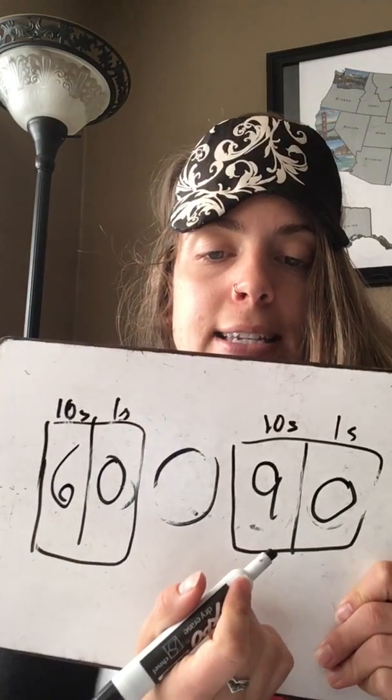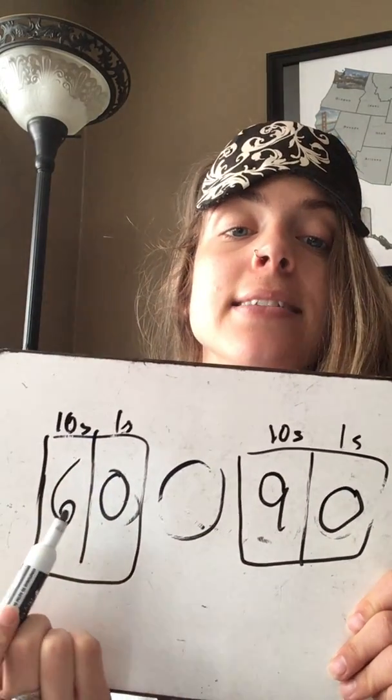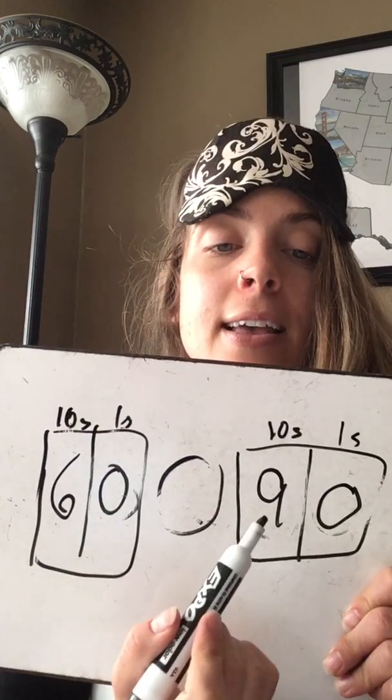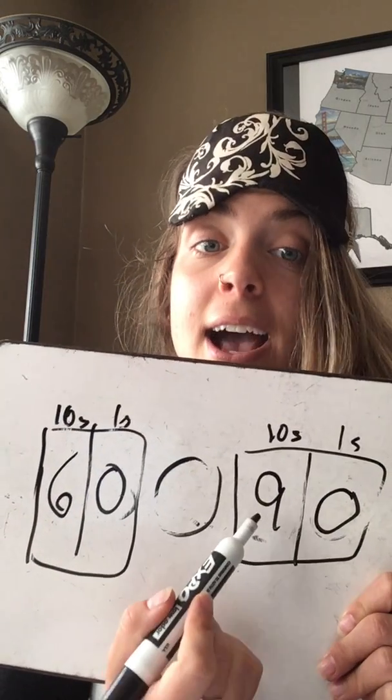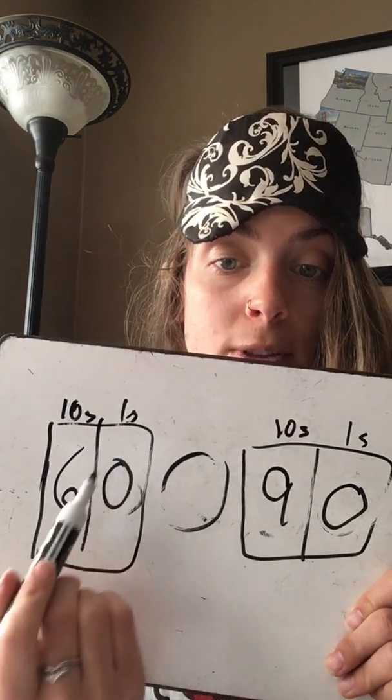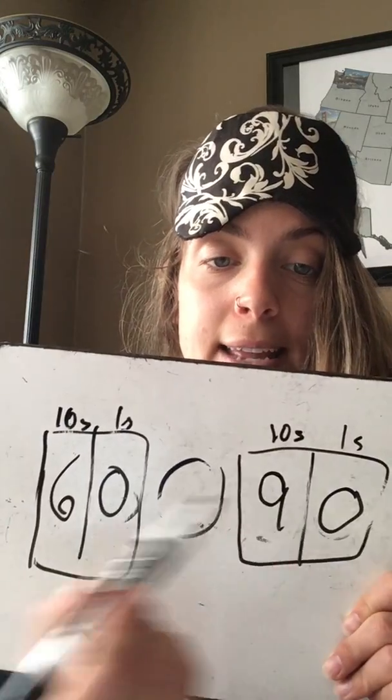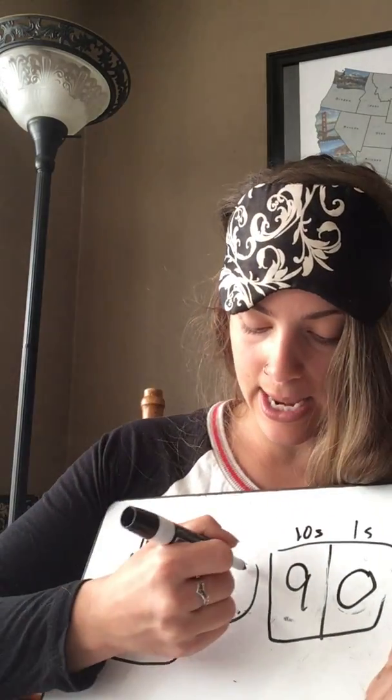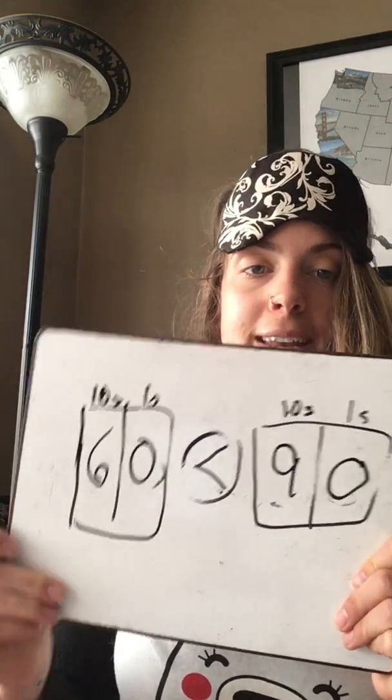60 and 90. Well, this one has how many tens? 6 tens. This one has how many tens? 9 tens. 9 is more than 6, so we know 90 is going to be greater than 60. Greater than. All right, let's practice one more.